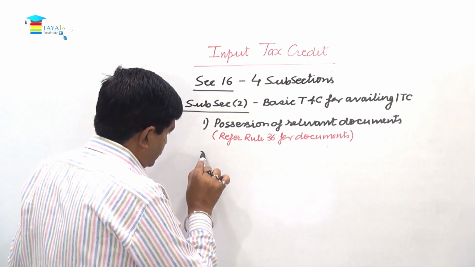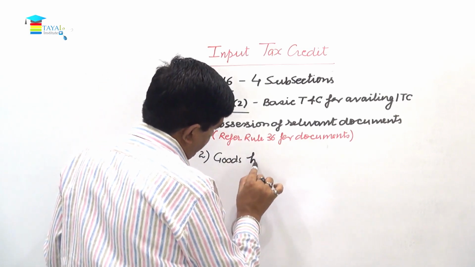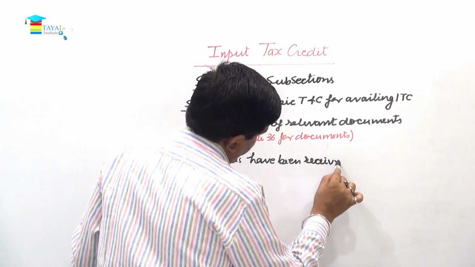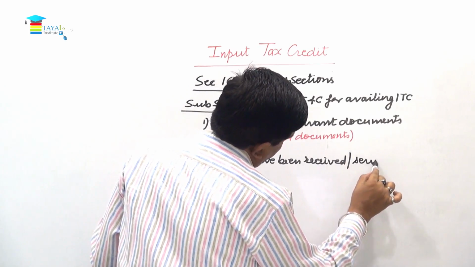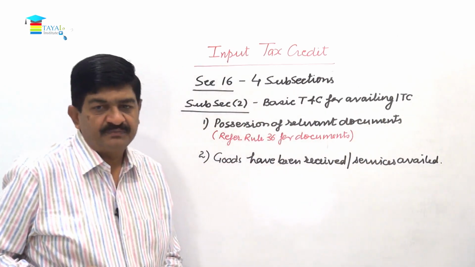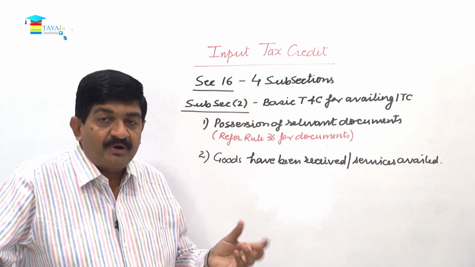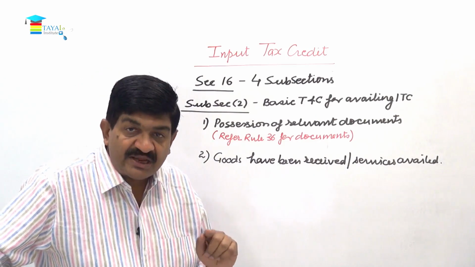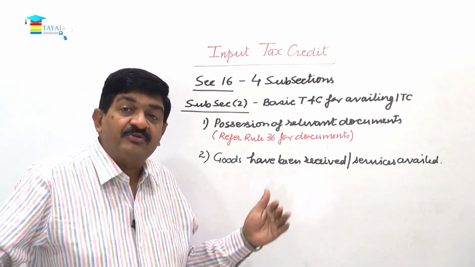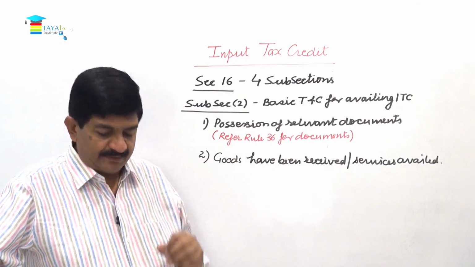Number 2, goods have been received or services availed. So quite possible, as a recipient you have invoice, you have already made the payment, but goods are yet to come. Until goods are actually received, credit cannot be taken. Similarly, in case of services, until services are actually availed, the credit cannot be taken.